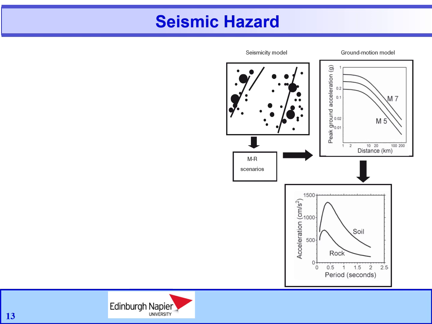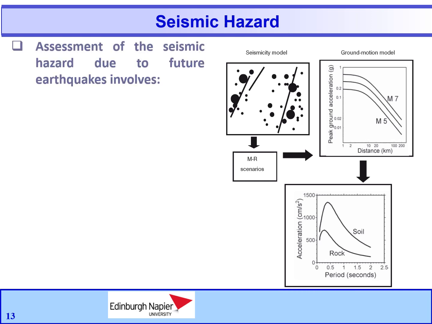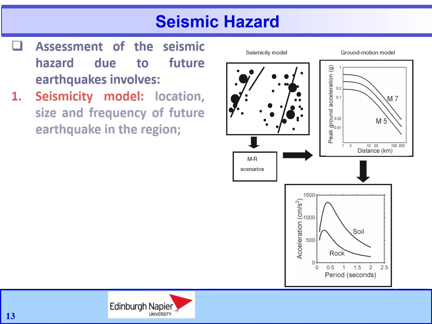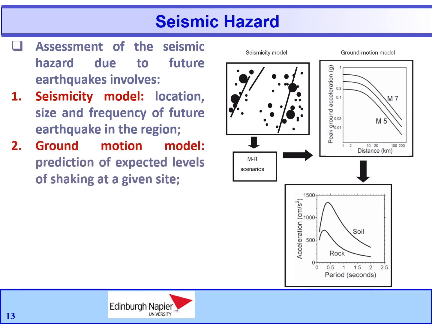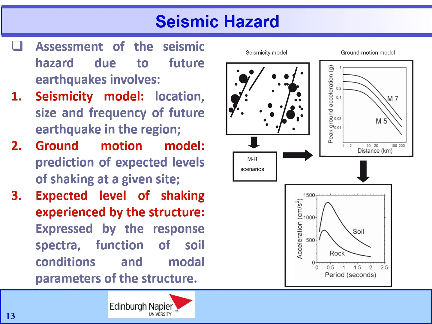As explained earlier, the assessment of the seismic hazard due to future earthquakes involves the seismicity model, which should prescribe the location, the size, and frequency of future earthquakes in the region; the ground motion model, giving the prediction of expected levels of shaking at a given site; and the expected level of shaking experienced by the structure, expressed by the response spectra, a function of soil conditions and model parameters of the structure.